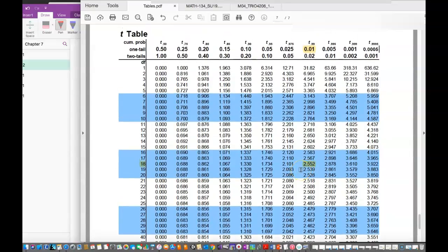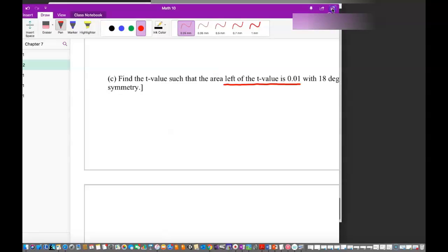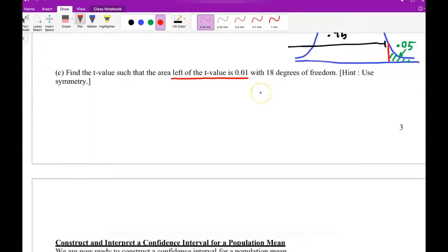But after using the calculator, I'll show you that the answer is not positive. The answer should be negative actually, because we work based on this being the area to the left, and we work based on t 99%. So the answer for 0.99 is positive, and the answer for 1% is negative. So that may be a bit confusing using the table, so I'm going to use the calculator instead.